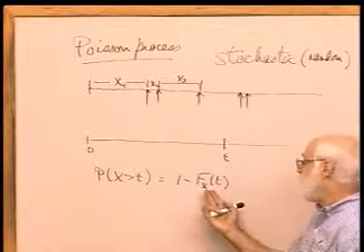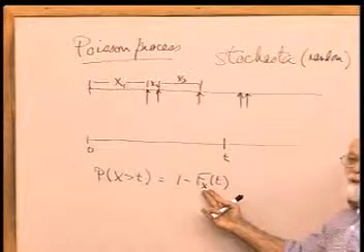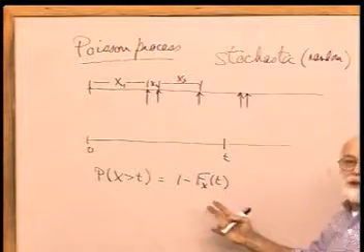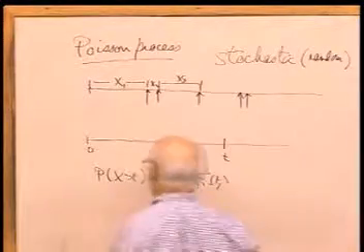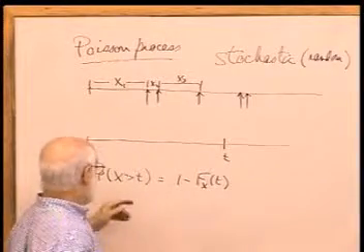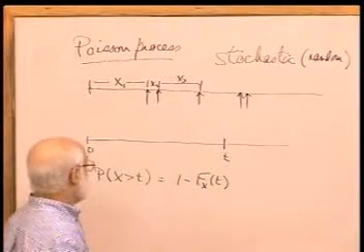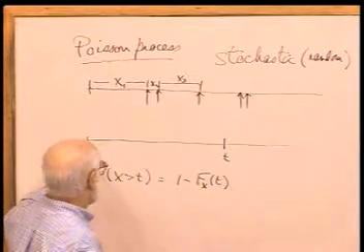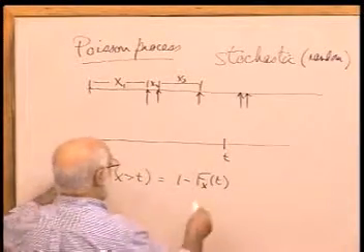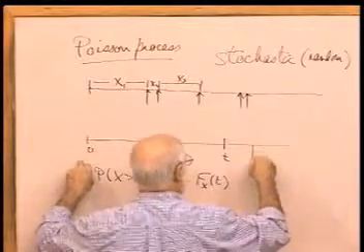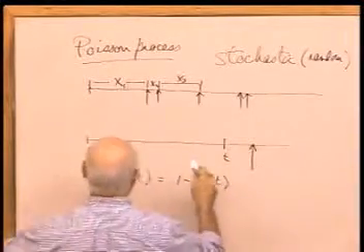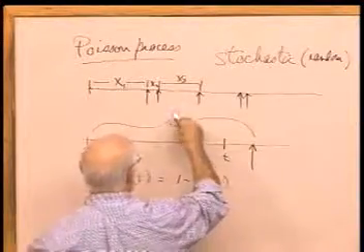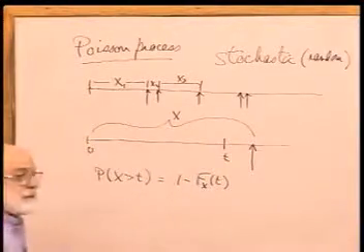Because it's just arbitrary that the capital F is defined to be less than, it could have been defined to be greater than. That's just convention. So in this application, it's easier to worry about greater than. So the idea is that here's 0, here's t, and I want to calculate the probability that the time until the first arrow is longer than t. In other words, that x is greater than t.